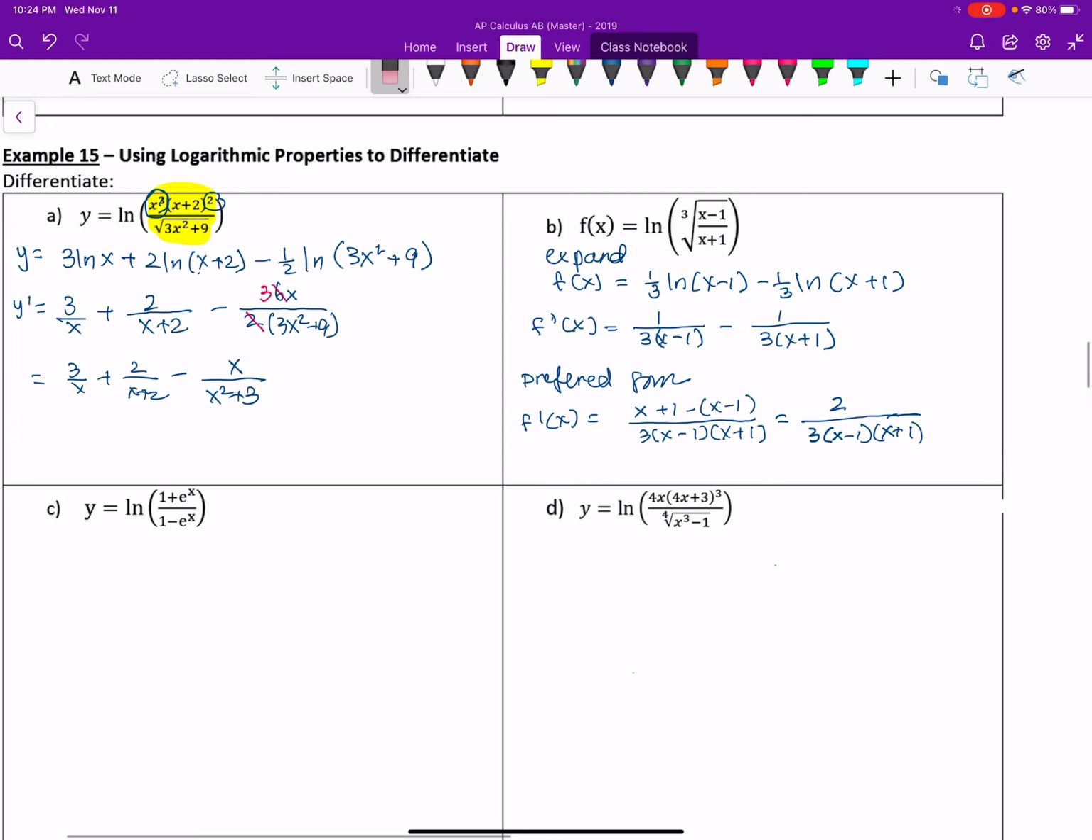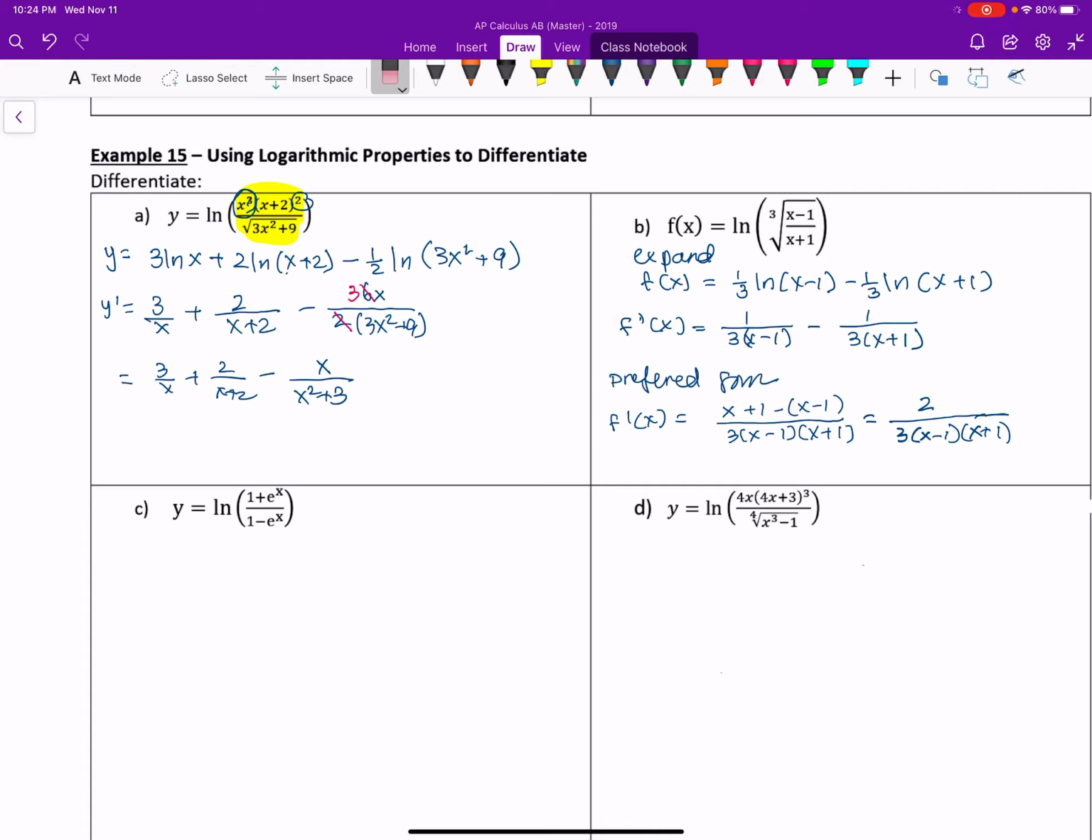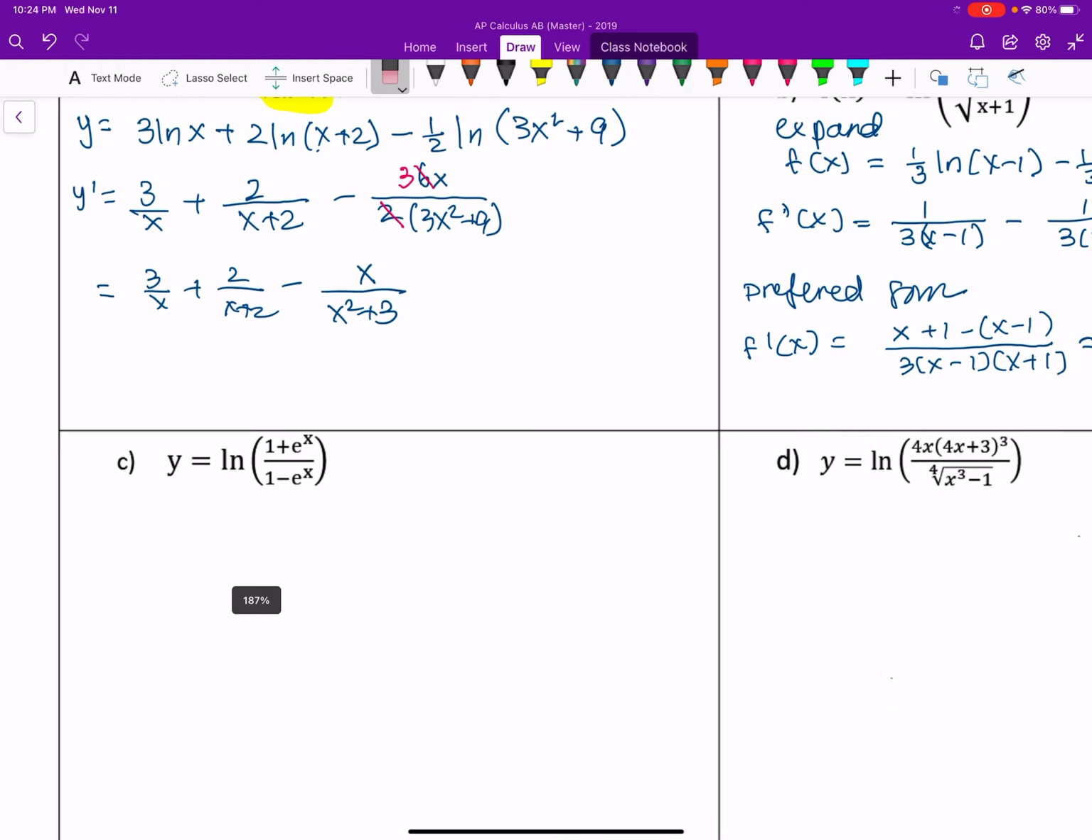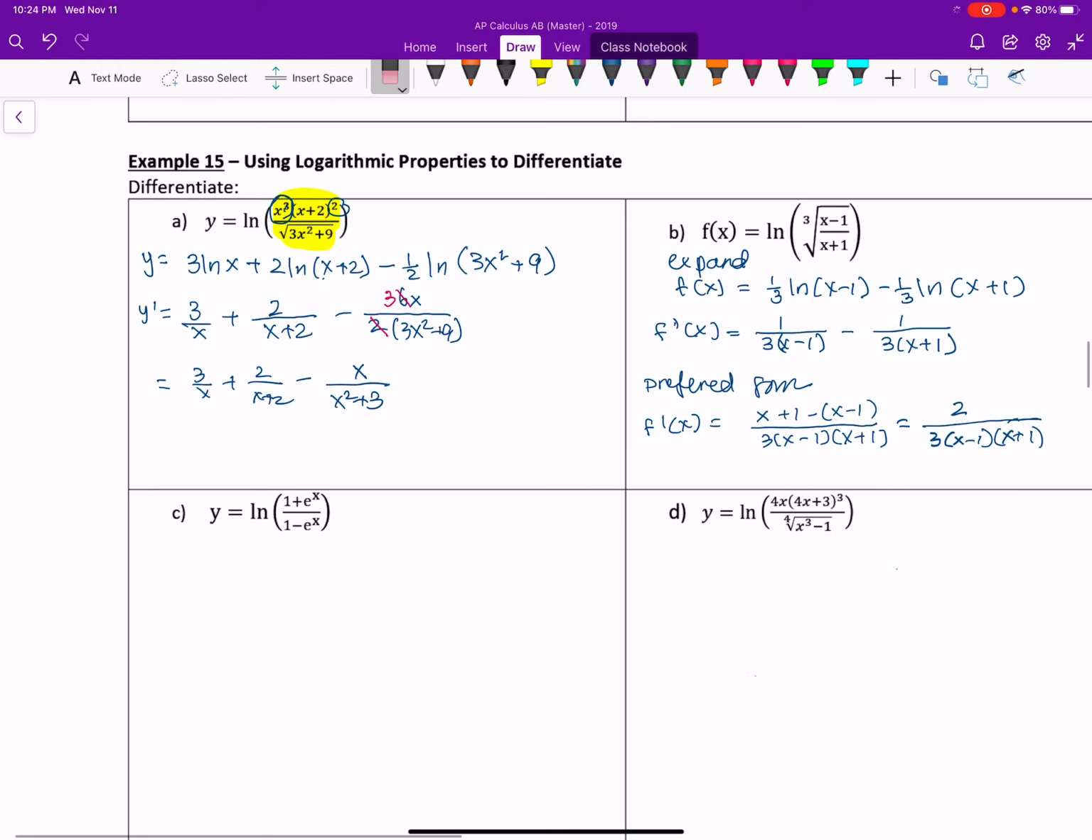So like I said in A, if I'm asking you to differentiate, just leave it. But the preferred form often is to have it in a single term because it tells me a lot more. It tells me where the derivative would not be defined and also where the derivative would be zero, if any. So you might have to do a little bit of algebra for some of these. All right, let's look at the next one then.